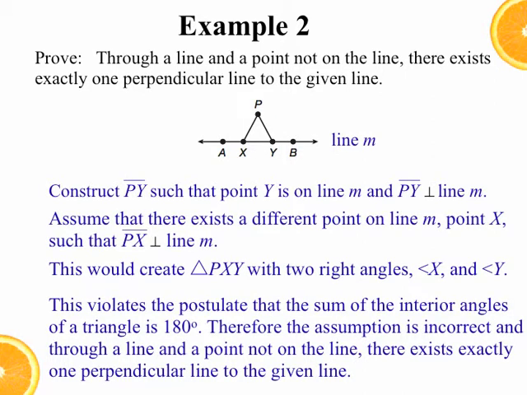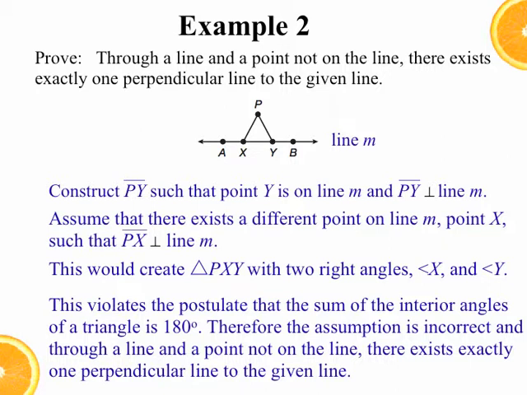So take a look. Constructing line segment PY such that point Y is on line M and PY is perpendicular to line M. Now our assumption. Remember, we're going to assume the opposite of what we're trying to prove. Assume there exists a different point on line M, so we'll call it point X, such that PX is perpendicular to line M. Notice this would create a triangle with two right angles, angle X and angle Y.